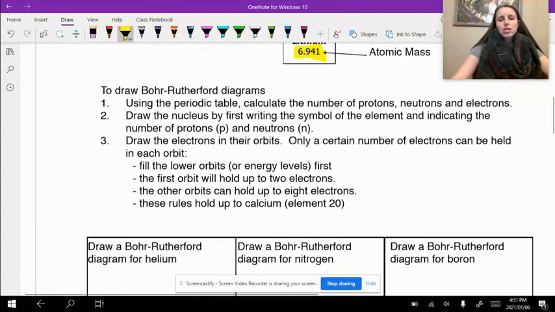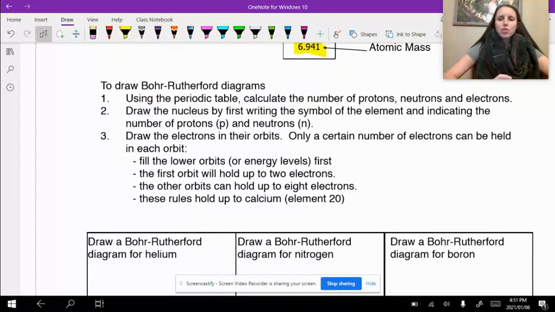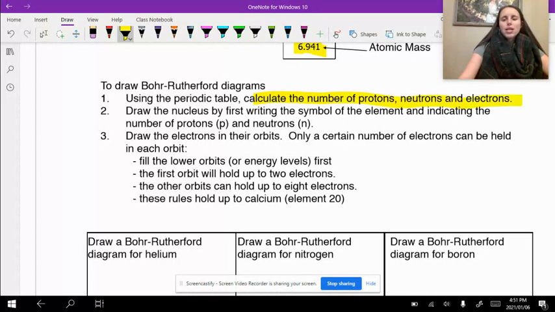So this is just kind of an overview on how to do Bohr-Rutherford diagrams. I learned more through doing, so this is just going to be for those of you that really like lists. So the first thing you want to do is you want to calculate the number of protons, neutrons, and electrons. You don't want to be mid Bohr-Rutherford diagram trying to do math in your head. So you're always going to calculate your number of protons, electrons, and neutrons first.